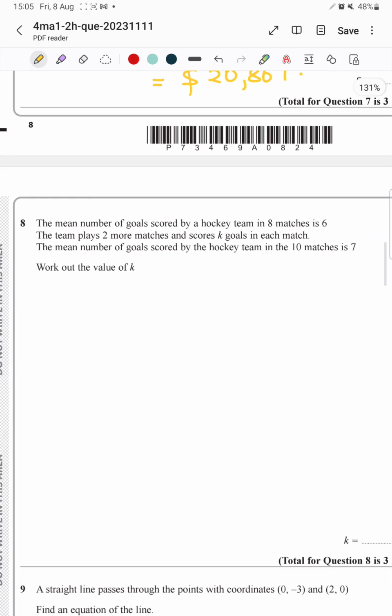Alright, now the next question. The mean number of goals scored by a hockey team in 8 matches is 6. So now there are 8 matches. Let's say in the first one the goals scored are x1. In the second one it is x2. In the third match the number of goals scored are x3, and so on up to the 8th match it is x8. And the mean will be total number of goals divided by 8, and that is equivalent to 6.